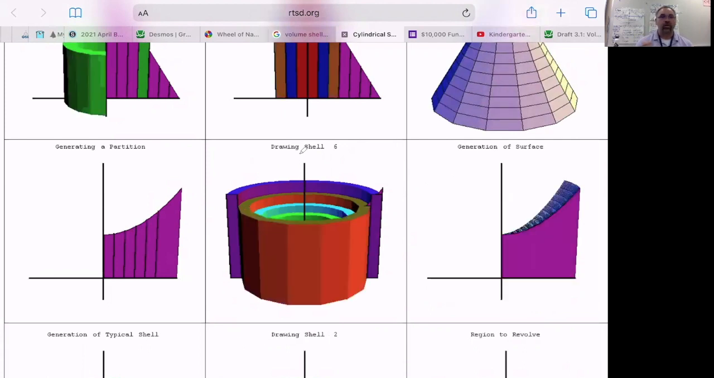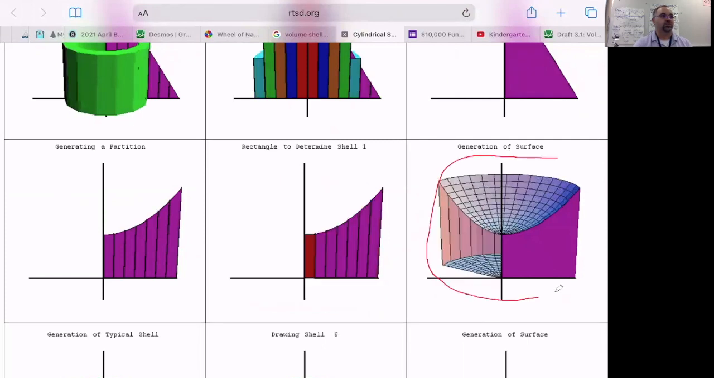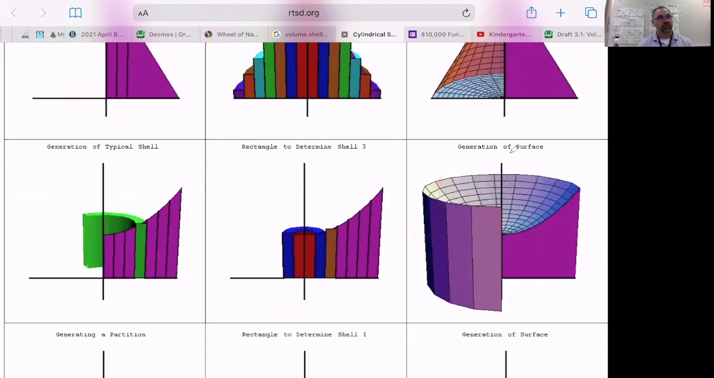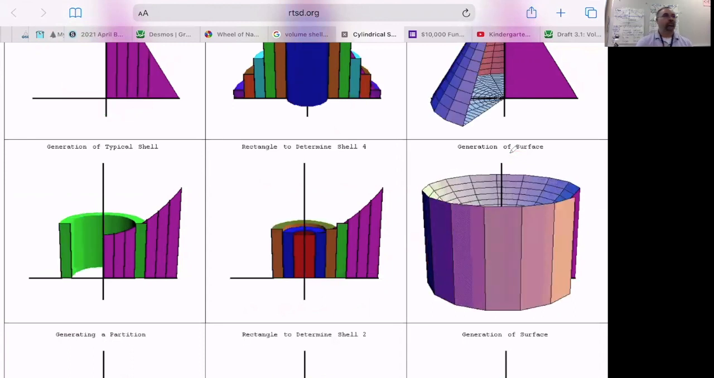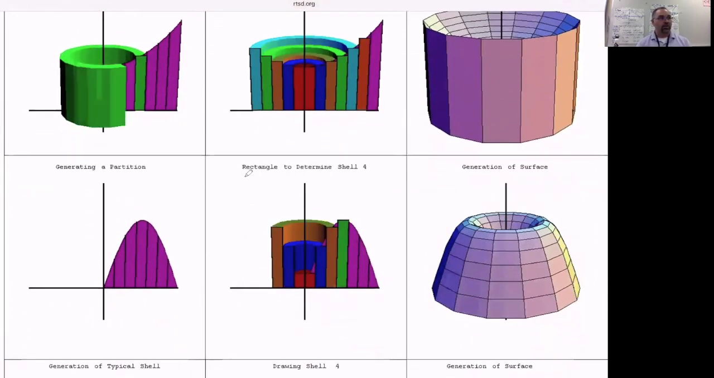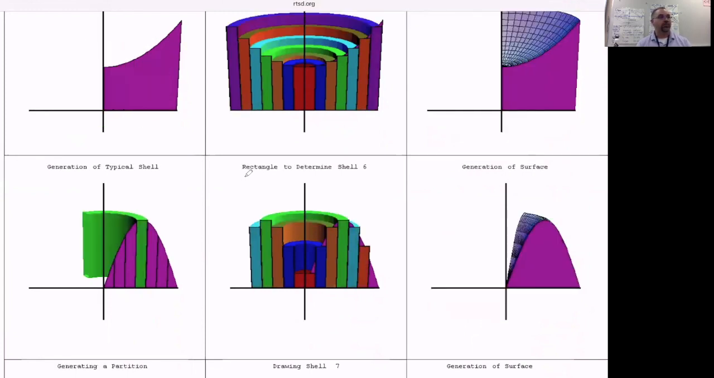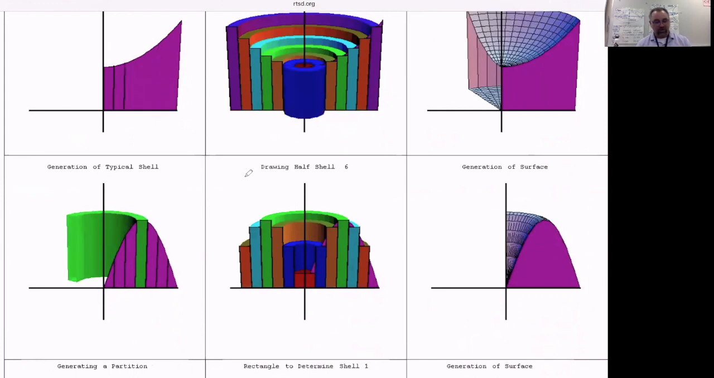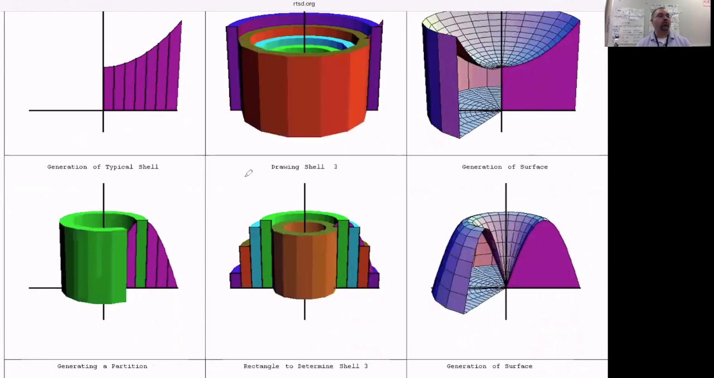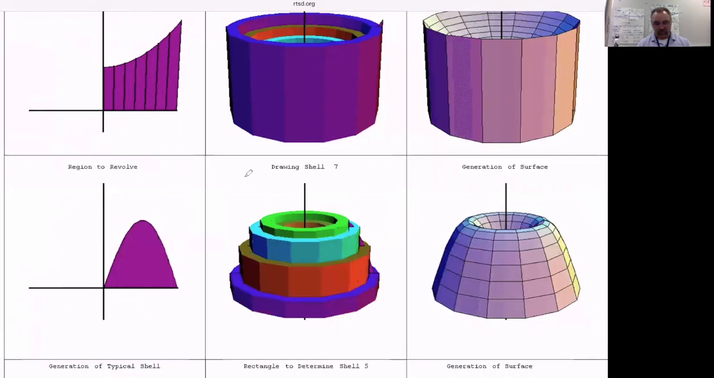Now on the far right, you can see if we go to infinitely many shells, look what we end up with. We end up with the volume for this dish bowl looking thing. If I look at some of the other shapes, here's one where they have a parabola that appears to be rotating around. Again, on the left side, you see the typical shell generation. In the middle, you'll see how they have multiple shells that get generated. And then on the far right, what would it look like if we had infinitely many shells?